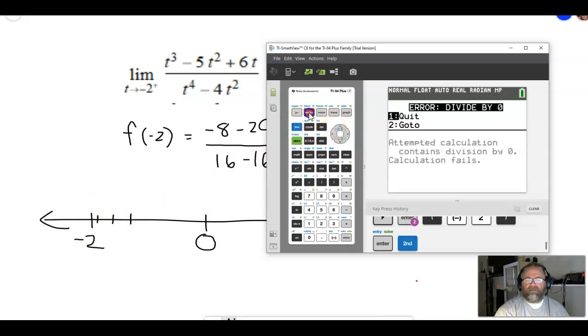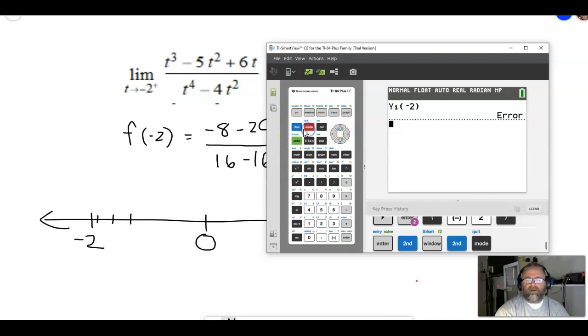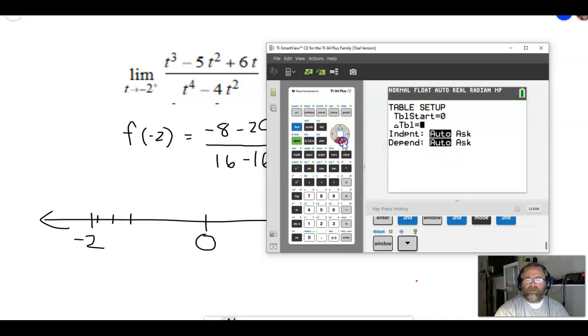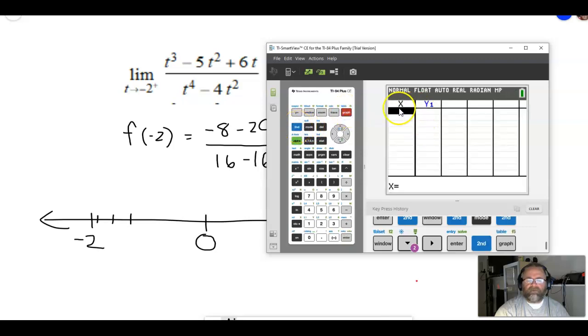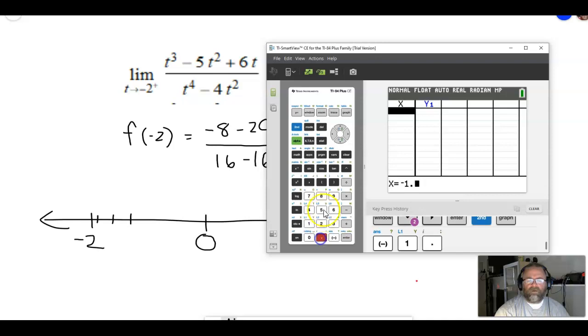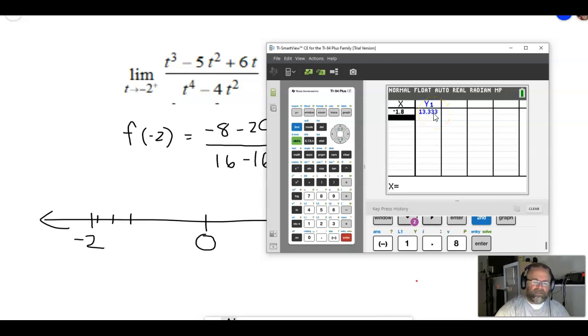So I'm going to do a second window. Got to quit out of here first. Second window, and change this to ask. This is a table setup, so it's going to ask me what my x values are. And I'm going to do second graph, which takes me over here, and we say -1.8. Notice I get 13.3333 here, so that tells me at least at that point I'm above the x-axis. But in order to find out for sure, I need to pick values that are even closer to -2 from the right. So let's do -1.9.